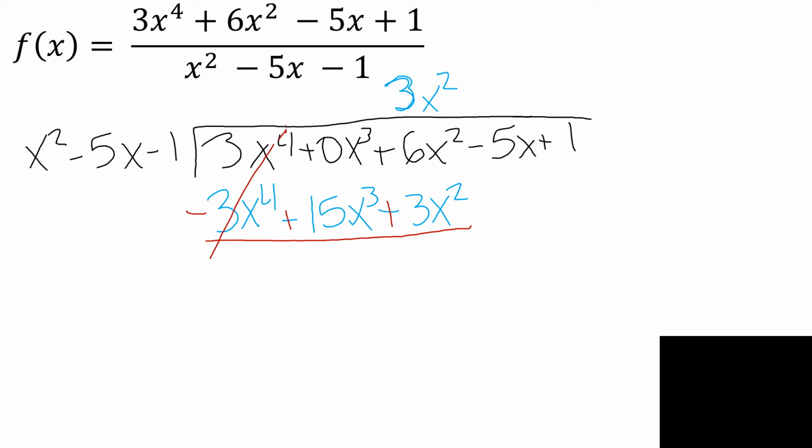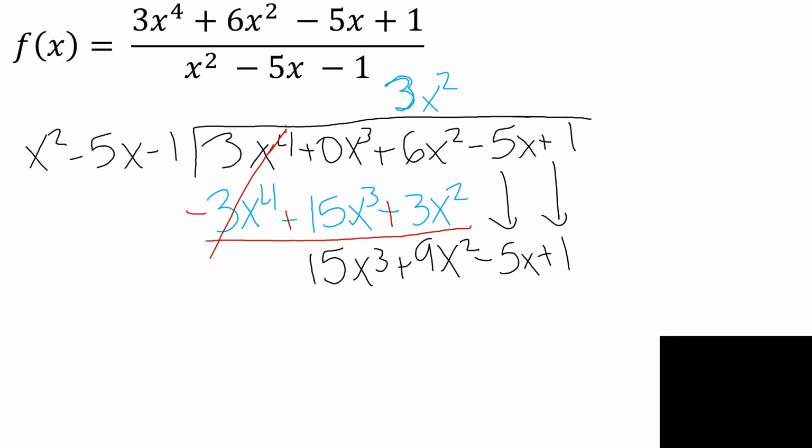Go ahead and distribute my negative all the way through. My 3x to the 4th cancels. I am left with 15x cubed plus 9x squared. Bring down my negative 5x and bring down plus 1. And rinse and repeat. 15x cubed divided by x squared is going to be 15x. So I know that 15x times x squared is 15x cubed.